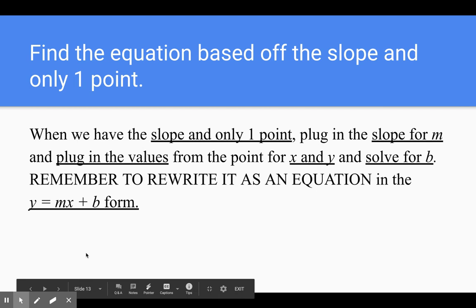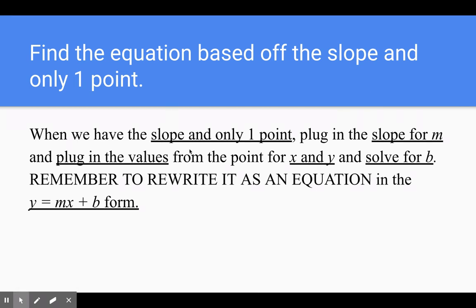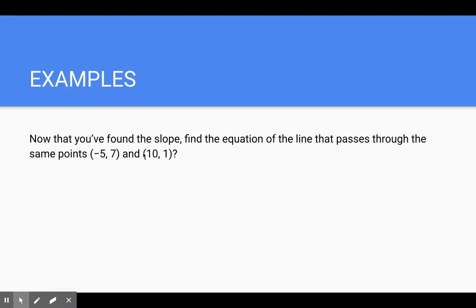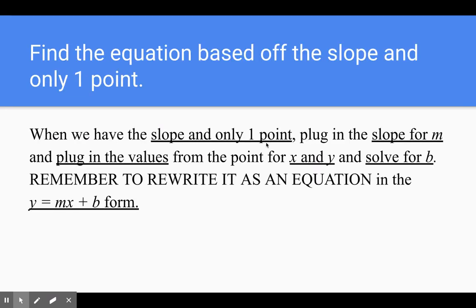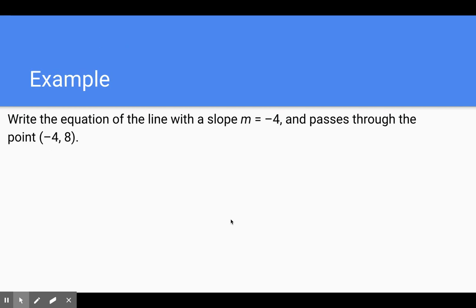Okay, now when we find the equation based off of the slope and only 1 point, so now we have the slope and only one other point, plug in the slope for m and plug in the values from the point for x and y and solve for b. So basically it's the same thing as what we just did. Notice what we just did, we had 2 points, so we got to choose one of the coordinates to plug in for x and plug in for y. Now we only have one coordinate, so we have to use those values for x and y.